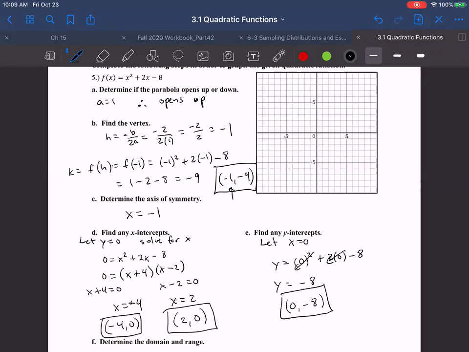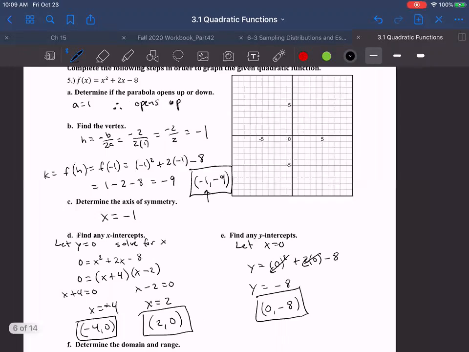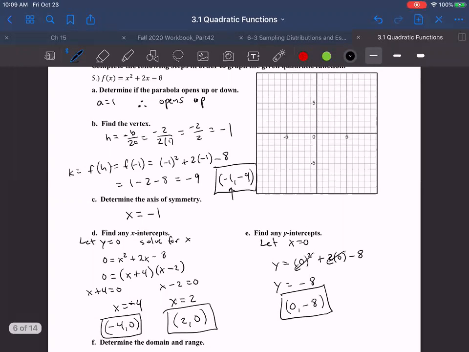And then the last thing is determining the domain and range. I would like to do that after we graph it, just so it's a little easier. But if you're good at it, you can go ahead and do it now. So first thing we have is our vertex right here. I'll put a box around it in red, and it's at negative 1, negative 9. So that goes right there.